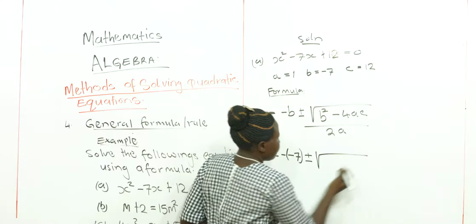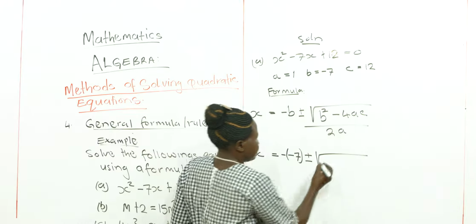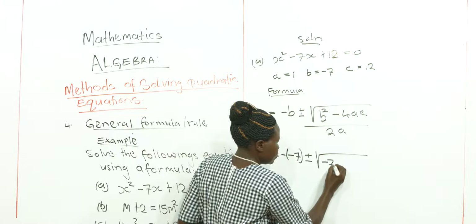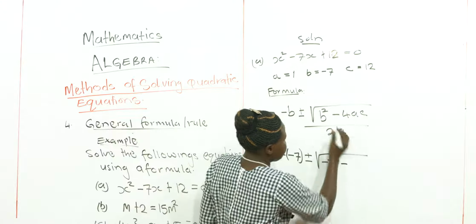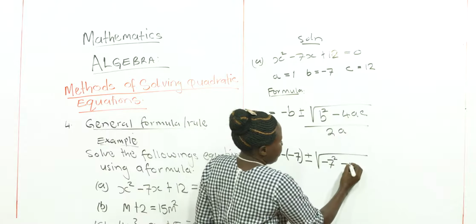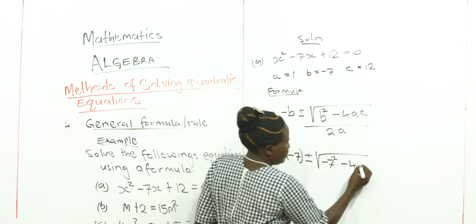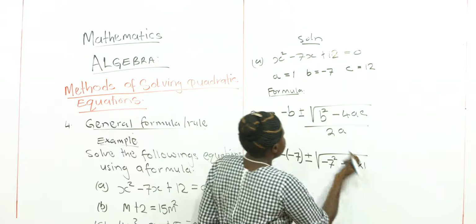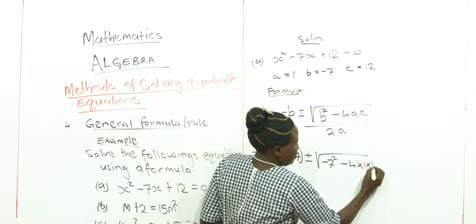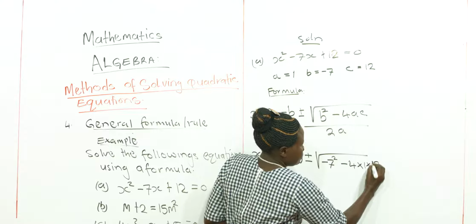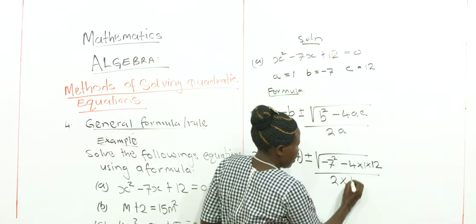So the root of what? The root of b squared. Our b is negative 7, so you put 7 square. And then minus, and then 4a. 4a means 4 times the value of a, so 4 times 1, and then times the value of c, which is times 12. All out of what? Out of 2 times 1.